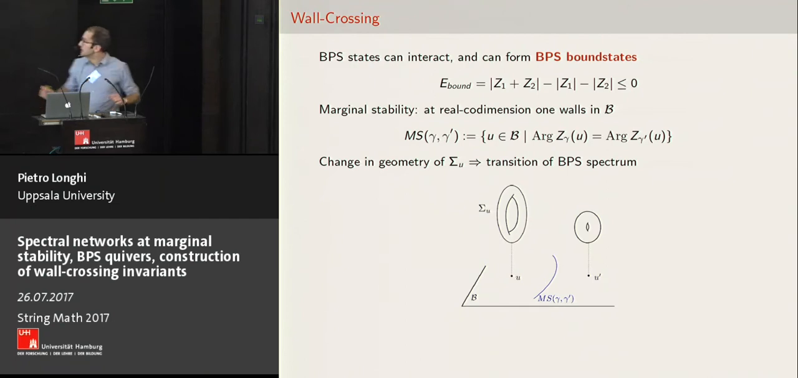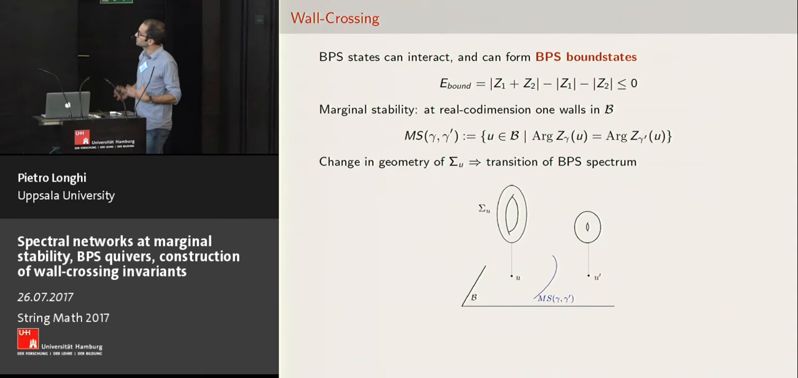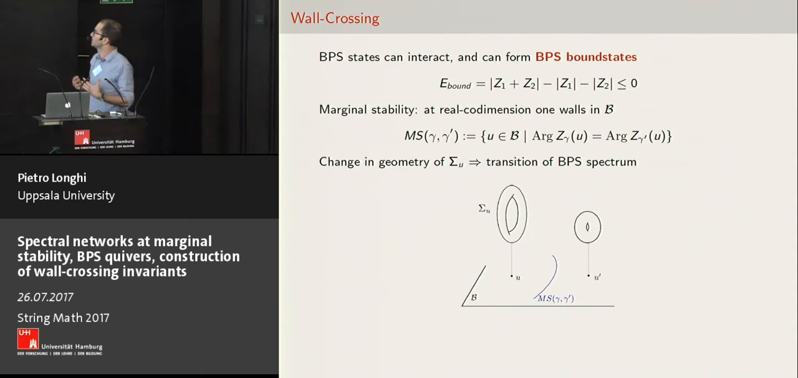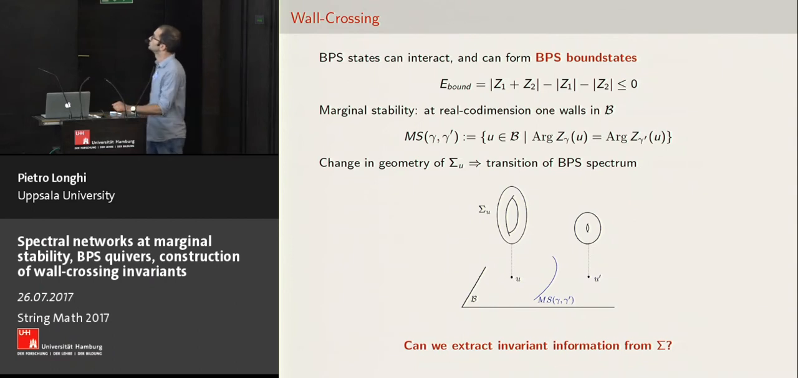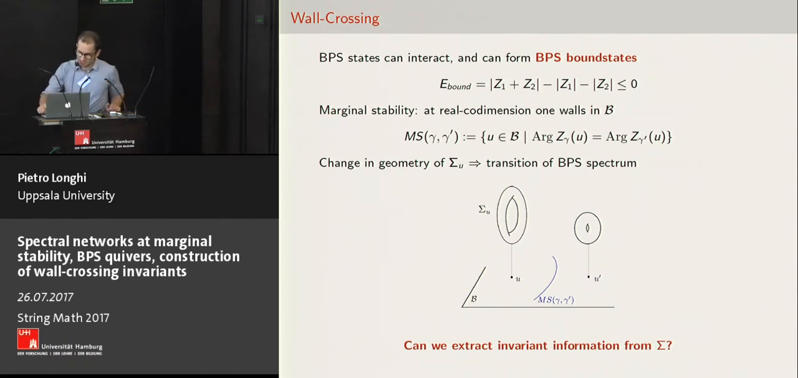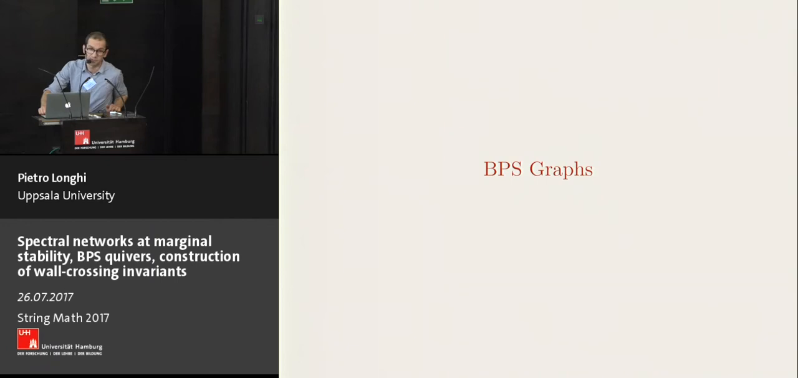So to recap, we can use spectral networks to extract the BPS spectrum from geometric data of the spectral curve, but then this data is not invariant. It jumps across walls of marginal stability. So one can ask the question whether we can use spectral networks to extract some invariant information from the geometry of sigma. And in fact, the answer is yes, and that's what BPS graphs are about.